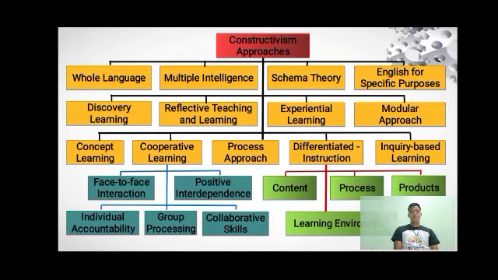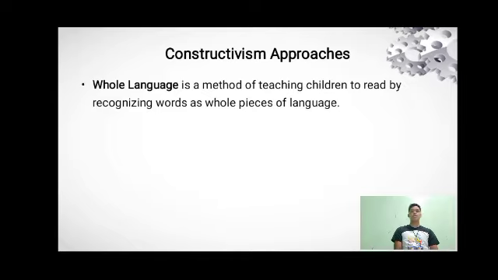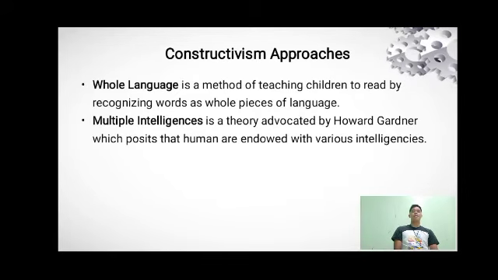First, the whole language is a method of teaching children to read and recognize words as a whole piece of language. So it means not just partial but whole. The second one is the multiple intelligences. It is a theory advocated by Howard Gardner. There are 9 multiple intelligences, namely musical, linguistic, spatial, logical-mathematical, kinesthetic, interpersonal, intrapersonal, naturalistic, and existential or spiritual. I will not explain further about the 9 multiple intelligences because these are common to us.